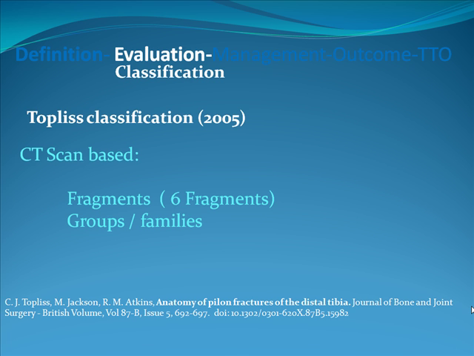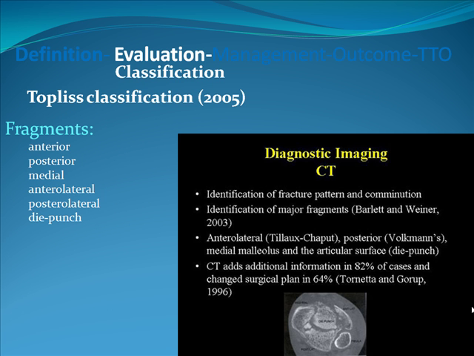They looked at CT scans of pilon fractures, and they classified into families and fragments. This classification is based on previous papers published by Bartlett and Weiner in 2003, which had a similar idea of dividing the tibial plafond into fragments: the anterolateral fragment, the Chaput fragment, the posterolateral or the Volkmann fragment, and the medial malleolus fragment.